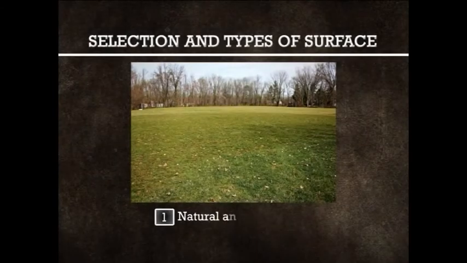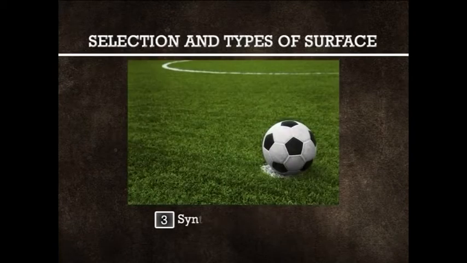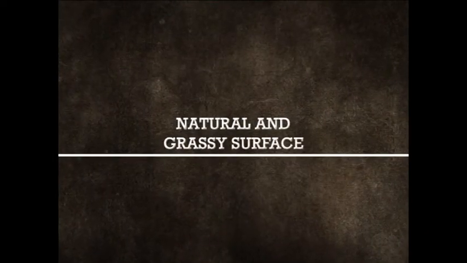No single surface is ideal for all physical activities. There is a variety of surfaces used for play fields, such as: 1. Natural and grassy surface. 2. Hard surface. 3. Synthetic or turf surface. Natural and grassy surface.